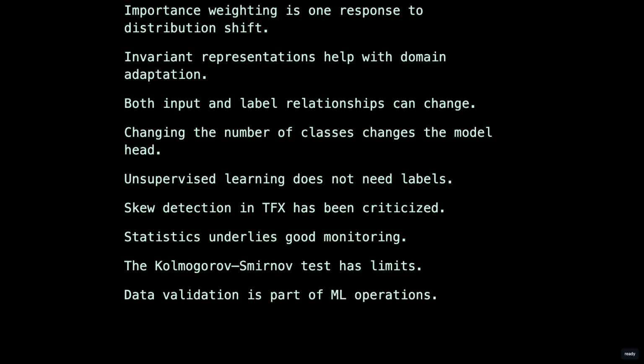Validation catches issues before they become production incidents. In practice, that means checking inputs, schemas, ranges, and other constraints so that bad data does not silently flow into training or inference.